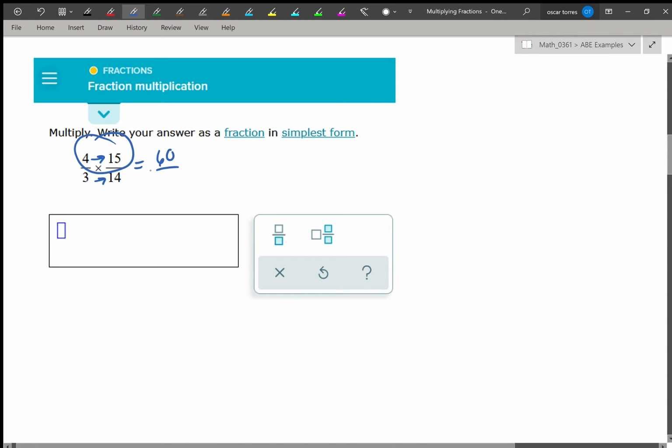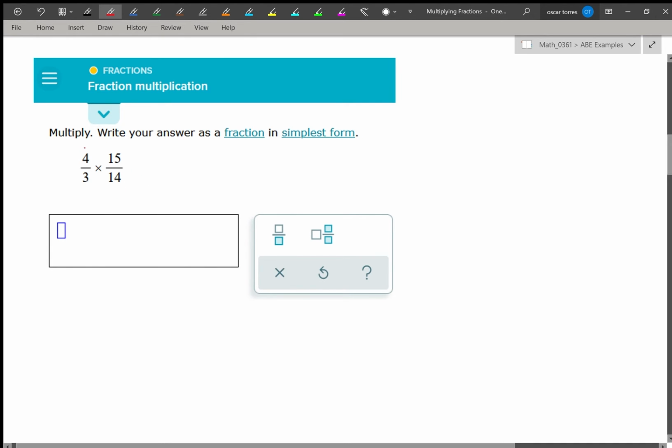But then we'd be left with these large numbers, and 3 times 14 would give us 42. And you would have to simplify 60 over 42 if you did it that way. So what I want to do instead is simplify these fractions before I do any multiplication. So I'm going to look at the diagonals.